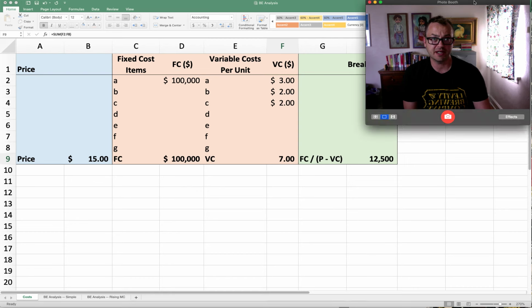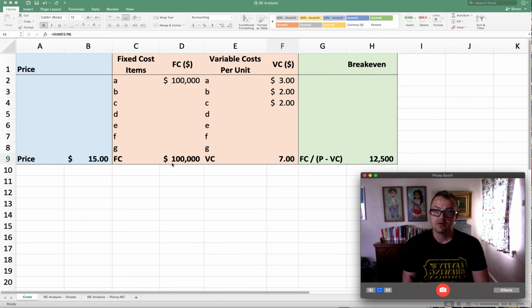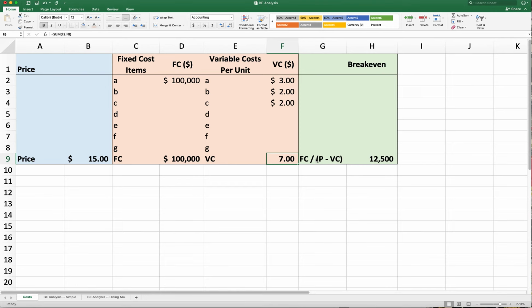That being said, I want to talk about two examples. As you're reading the break-even analysis article that I asked you to look at, it comes up with this nice equation: FC, fixed cost, divided by the difference between price and variable costs. This gives you your break-even point.